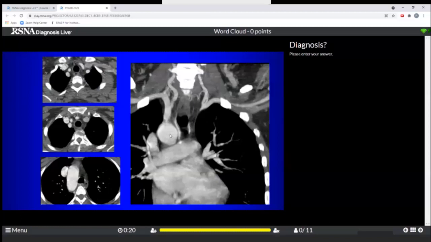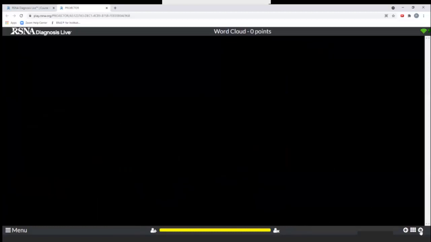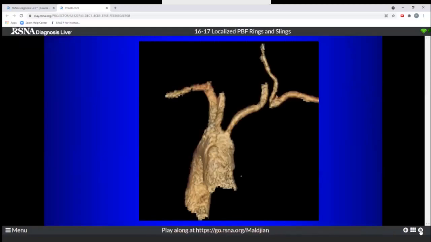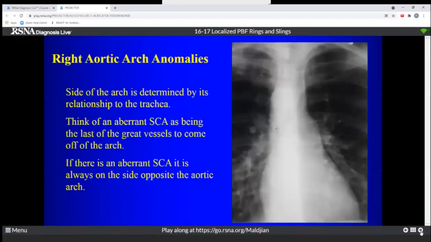In this case, the patient does have a right arch. So this is a very unusual form of right aortic arch. This is a right arch with an isolated left subclavian artery. So here's the volume rendered view showing you the left subclavian artery is not connected to the arch, and it is filling retrograde from the vertebral artery, the form of congenital steal.